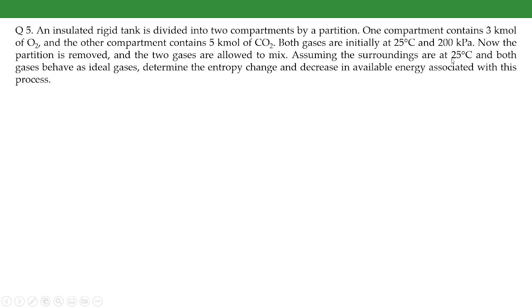So an insulated rigid tank is divided into two compartments by a partition. One compartment contains 3 kilomole of oxygen and the other compartment contains 5 kilomole of carbon dioxide. Now both the gases are initially at 25 degrees Celsius and 300 kilopascal. Now the partition is removed and the two gases are allowed to mix. Assuming the surroundings are at 25 degrees Celsius and that both the gases behave as ideal gases, determine the entropy change and the decrease in the available energy associated with this process.